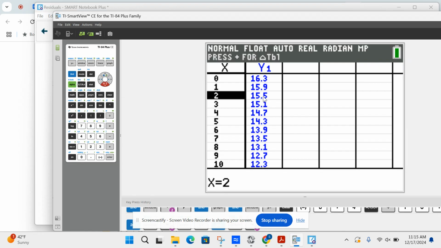Nope. That's the wrong one. Why does mine only go to 10? It doesn't. Scroll down. I'm trying to. It's just stuck at 10.